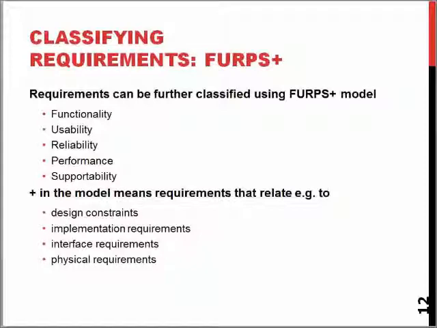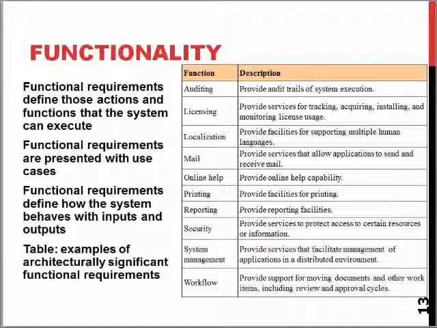The other way of classifying things, of course, the classifications are many. You can use different ways of classifying requirements, how much time it takes to add them, how much money it takes to add them. But the one example I'm giving you is this verbs plus. It basically means that we can classify our requirements into functional requirements, usability requirements, reliability, performance, supportability, and the plus is non-functional requirements, meaning design constraints, implementation requirements, interface stuff, and physical things. So basically, classification for all these different main views or aspects.